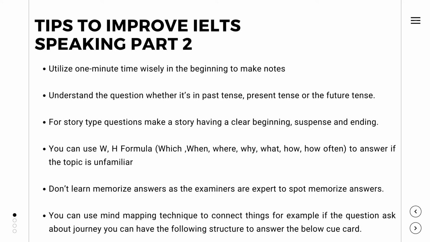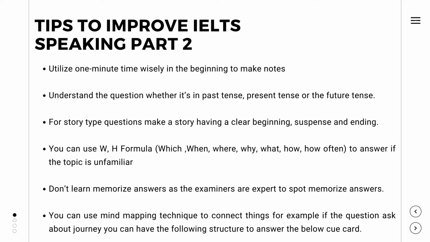Tip number 2 is to understand the question, whether it's in the past, present or future tense. You have to look at the question and understand whether it's in the past tense, or discussing the present tense, or in the future tense. Most of the time you will be inclined towards the tense which the question is demanding. On the other hand, you can also use present tense and future tense if the question is regarding past tense.